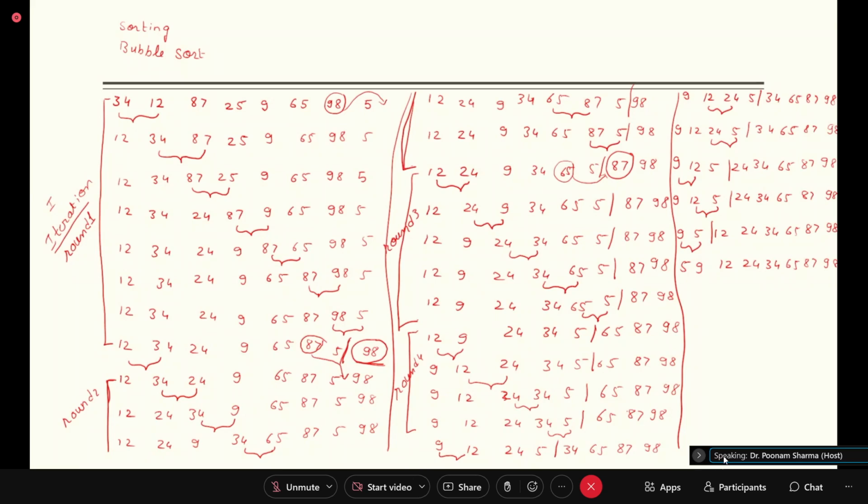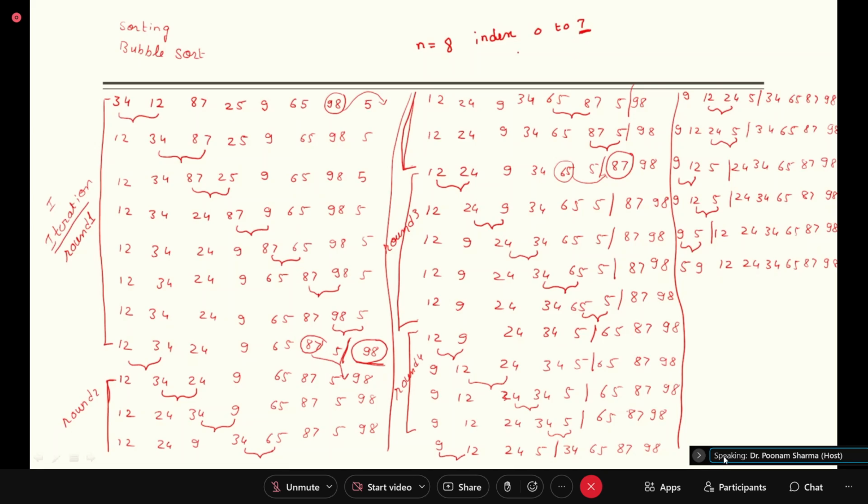Earlier the loop ran up to n minus 1. Why? If n is the number of elements, in this case 1 2 3 4 5 6 7 8, the indexes go from 0 to 7. The seventh index has the largest value.